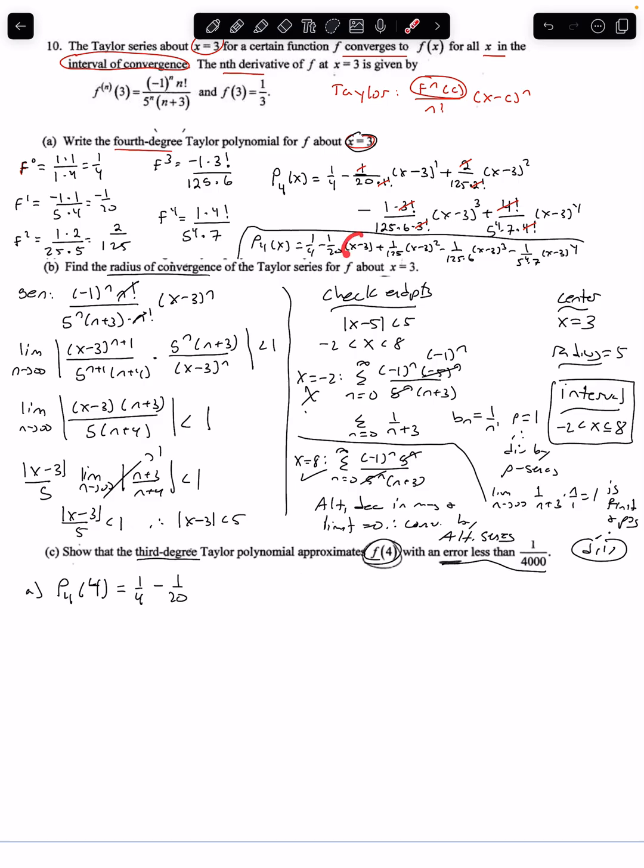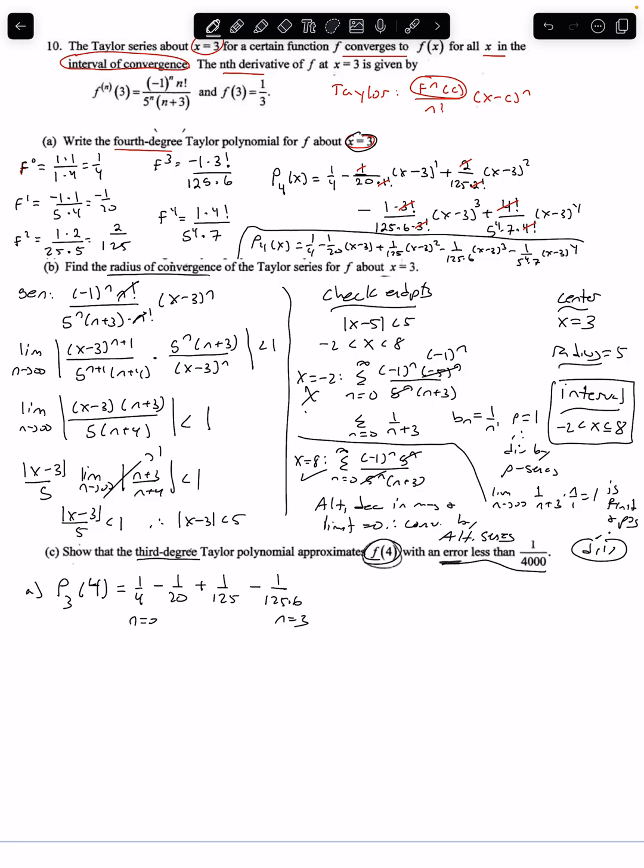And when you plug the 4 in, 4 minus 3 is just 1. So that's all of them. So the next one's going to become plus 1 over 125. The next one is minus 1 over 125 times 6. Now remember, this should be a third degree Taylor polynomial. So there it is. There's my sum right there. So just remember, this was degree 0, that was degree 3.